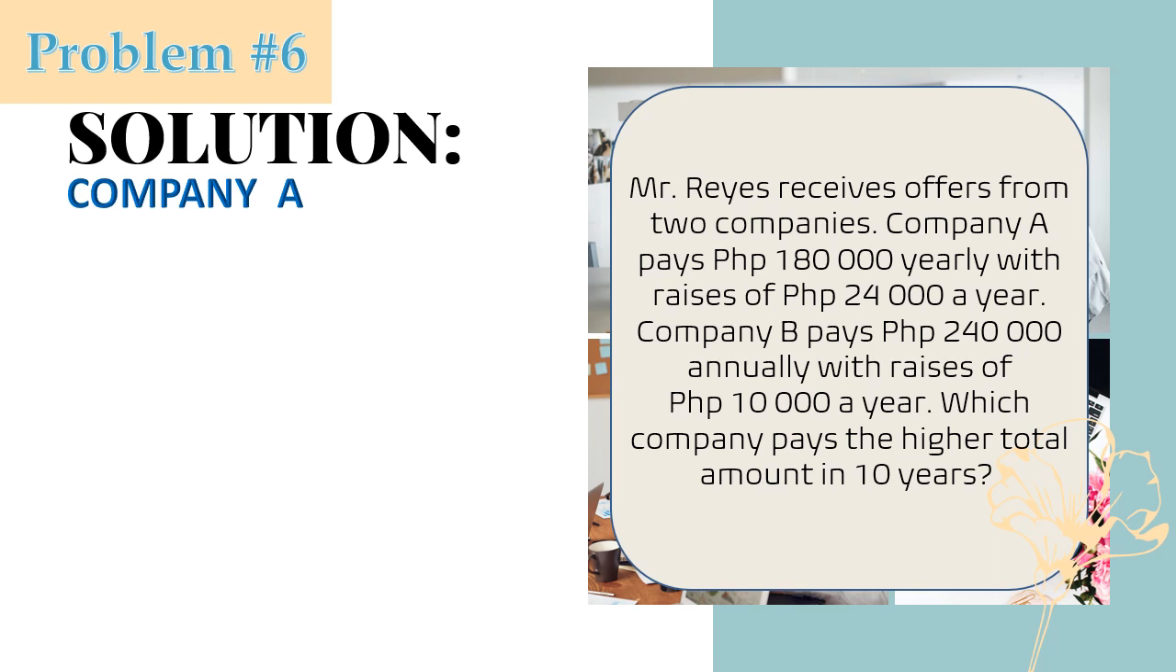As you can see in our problem, which company pays the higher total amount in 10 years? That means you are supposed to find out the sum that you will be able to receive if you are Mr. Reyes and you accept the offer of company A or company B. Let us start first with company A. For the meantime, set aside the data given for company B. Let's focus on company A. For the series, let's make use of this longer formula because the last term is not given.